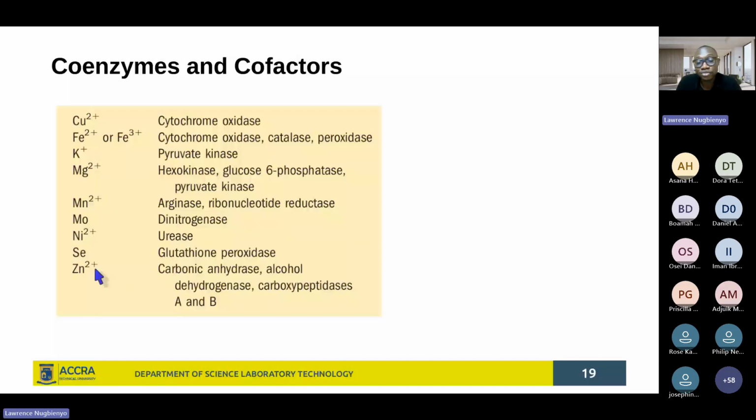So sometimes when you go to buy some multivitamins, you also see some metal ions written there as macro and micro elements, or just minerals, in addition to the vitamins that are on the label.